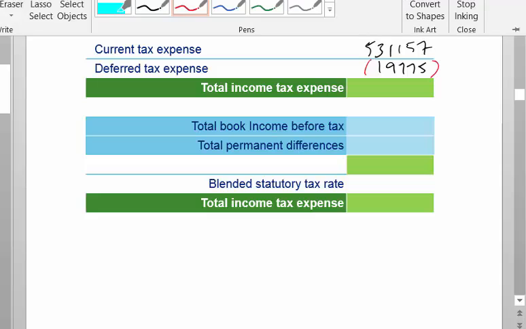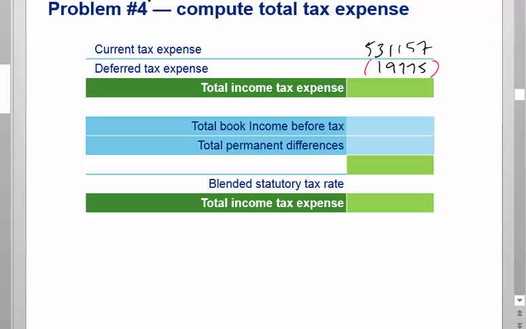Okay, so you got to be careful, right? Those little details matter. So 531 is an expense because that's credit payable. That's the tax we owe, debit expense. But the deferred, we're building a deferred asset. So the other side of the entry is a deferred benefit. It's not a deferred expense. It's a deferred benefit. It's a credit. So those two amounts, the 531 and the 19, they actually go different directions. So our total expense is 511,382. Okay.